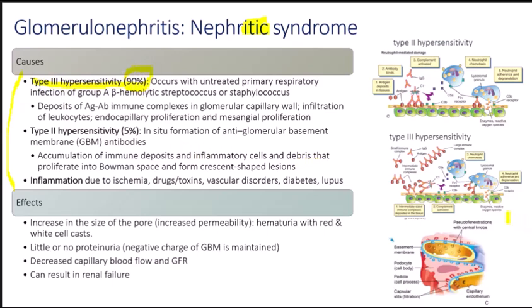Remember from learning about hypersensitivities that with a type 3, we have a soluble antigen from a bacteria that can form an immune complex that becomes large enough to deposit itself into tissues. And when it does this, it lands on the glomerular basement membrane here.